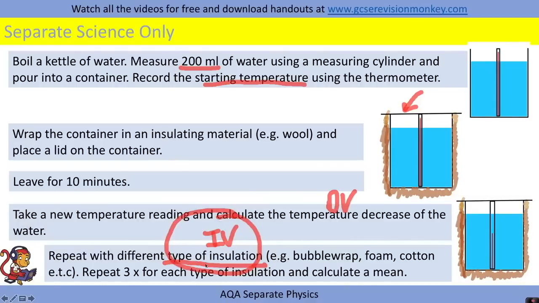For example, rather than the type of insulation, they could get you to stick with one type, for example our wool here, but perhaps investigate the thickness of the insulation and how that affects the temperature change. So in that case you'd start with a thinner piece, do your readings and then repeat the experiment with a thicker piece of wool, calculate the temperature decrease and again change the thickness again and so on.